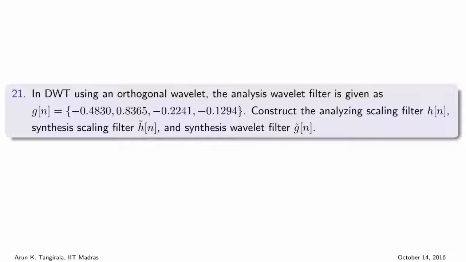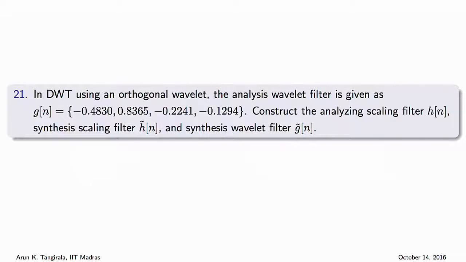What we are given here is the coefficients of the analysis wavelet filter. Remember, in DWT you have a bunch of filters, you have a couple of filters for analysis associated with the scaling function and the wavelet function, and then you have a couple of filters associated with the synthesis. So, the coefficients of the analysis wavelet filter are given, and we are required to find the analyzing scaling filter as well as the synthesizing filters. So, we are given 1, we are supposed to find 3.